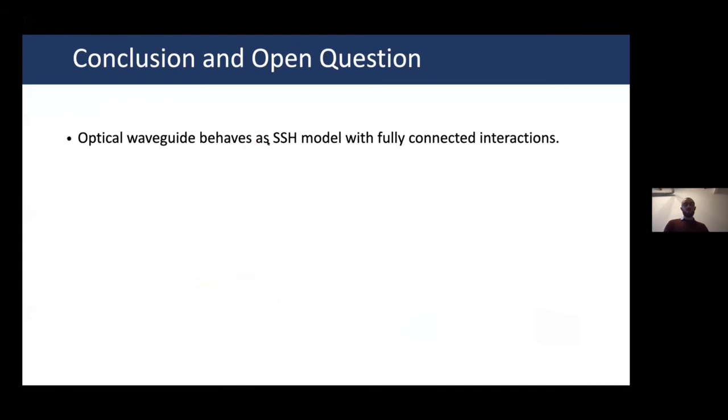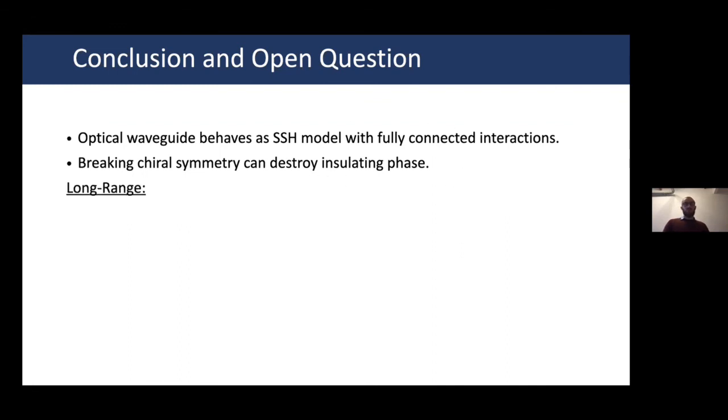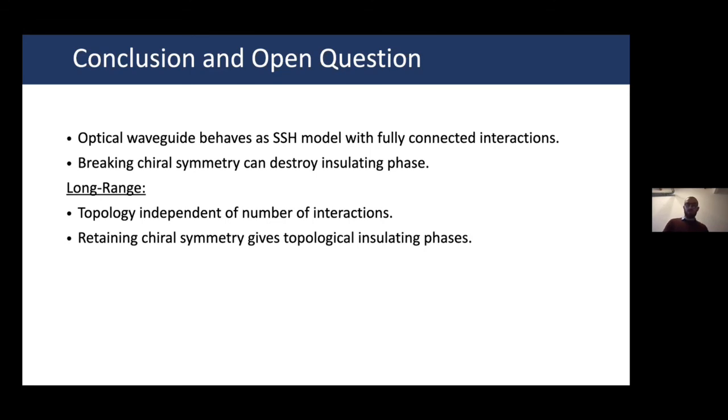Now we used the optical waveguide model, which behaved as an SSH model with fully connected interactions. We broke chiral symmetry with next nearest neighbors, and we showed that we can destroy the insulating phase and lose the edge states. When we moved to the long range, then the topology was independent of the number of interactions. When we retained the chiral symmetry, we kept some of the topological insulator phases. Then we broke the chiral symmetry, and we still somehow got some topological insulator-like states, but we know they can't be topological insulator states because that's not the phase that we were in.